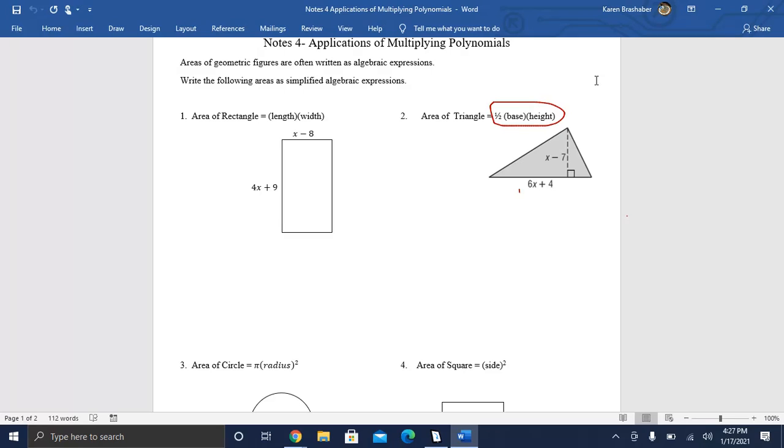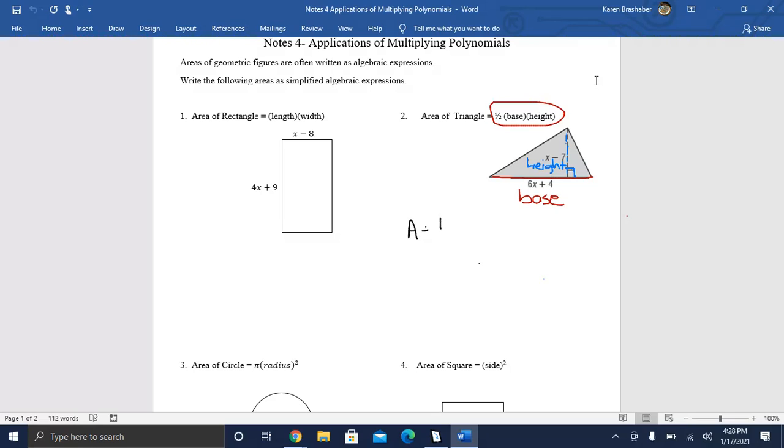Now the base would be this line segment right here. The height is drawn perpendicularly to the base, and you'll see that it's in the interior of the triangle at a right angle. And so the height is this x minus 7. I want to make sure you know what those parts are.